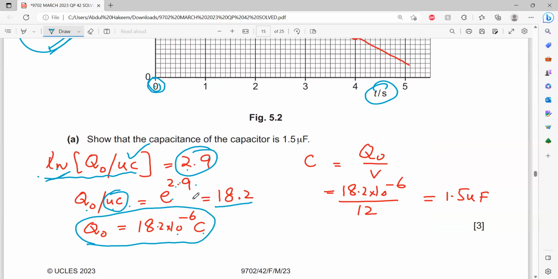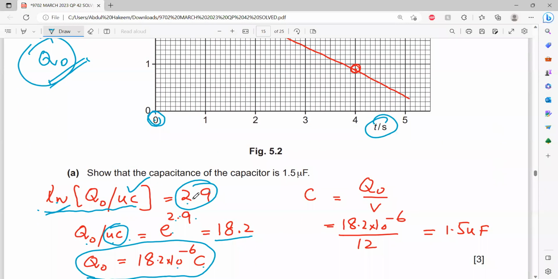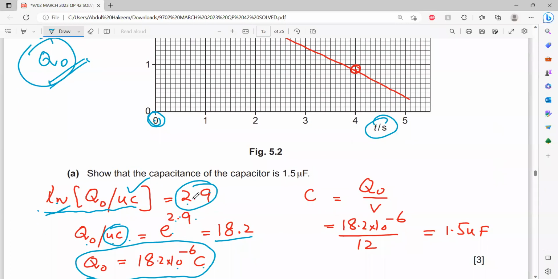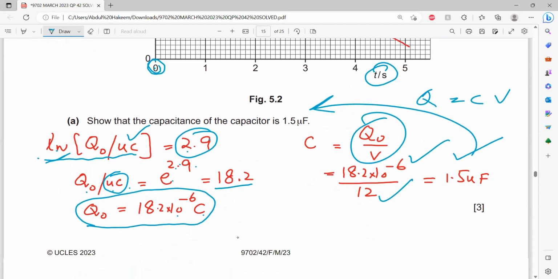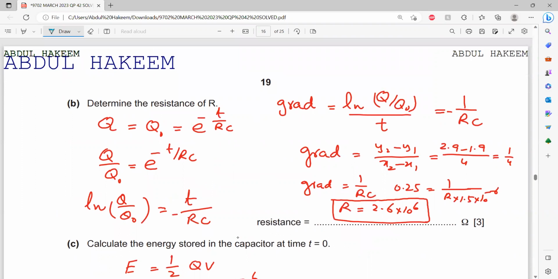We take the value of the y-intercept when time is 0, and convert it into the actual charge by taking the anti-ln, e power 2.9, and this is the charge. Now, Q is equal to CV, so C is equal to Q by V. Q is calculated, and the voltage supplied by the battery is 12, hence it is shown that the capacitance is 1.5 microfarad.